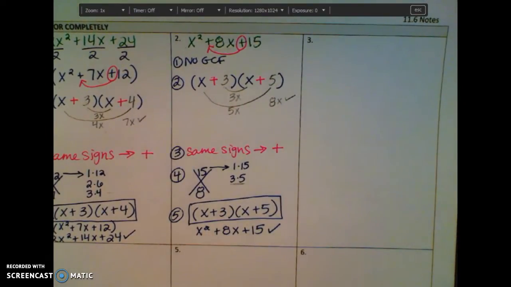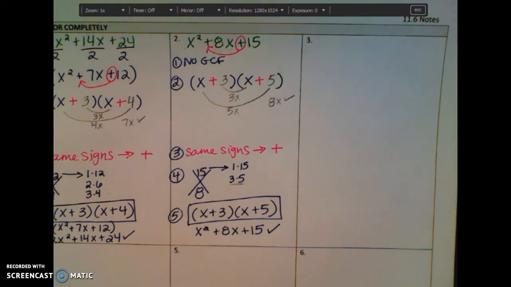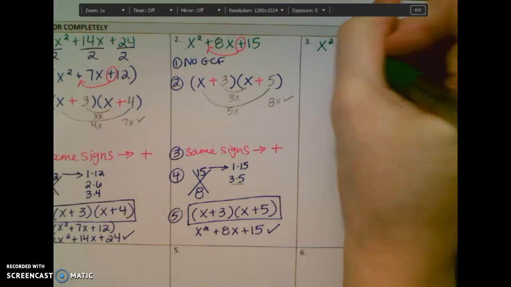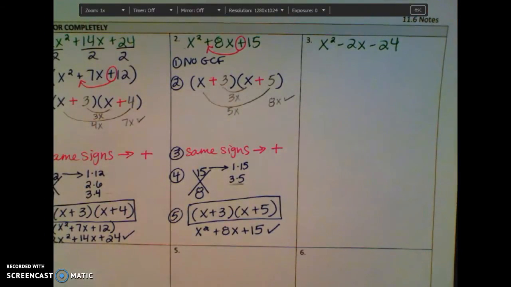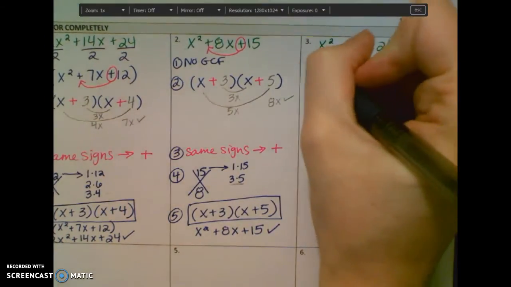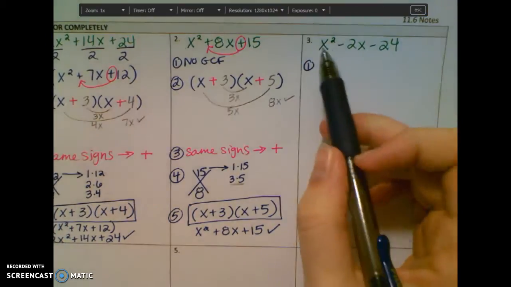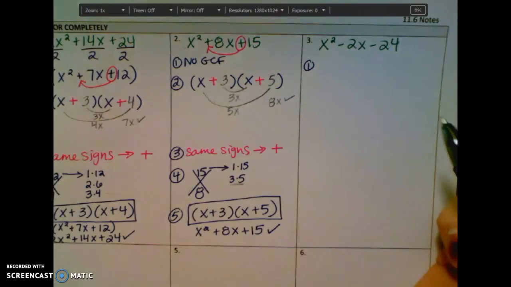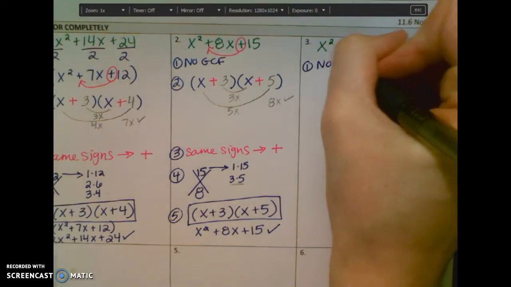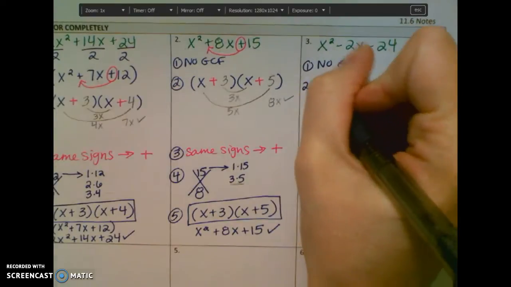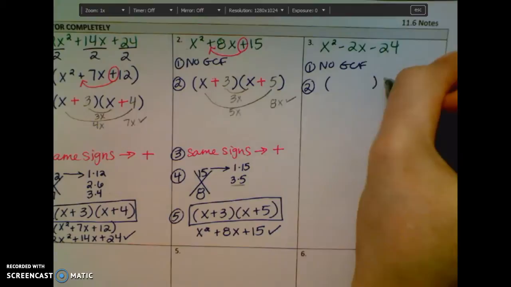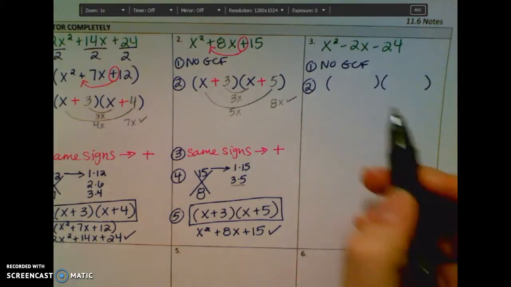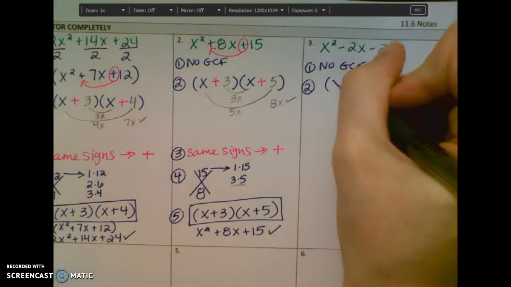And let's do one more of these together, and then I'll have you do a few on your own. So the next one we have is x squared minus 2x minus 24. So again, our first step is to find a GCF. Is there anything that I can pull out of all of these? And the answer is no. So there's no GCF here. So that means we go straight to step 2, which is write the parentheses and fill in the variables. So I have my parentheses here, and I want to fill in my variables x and x.